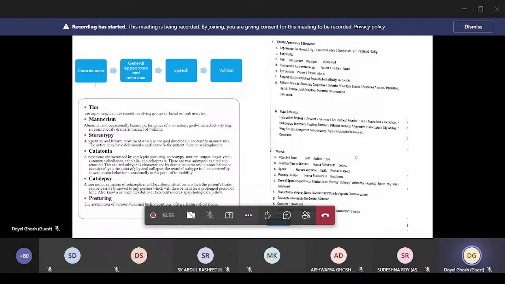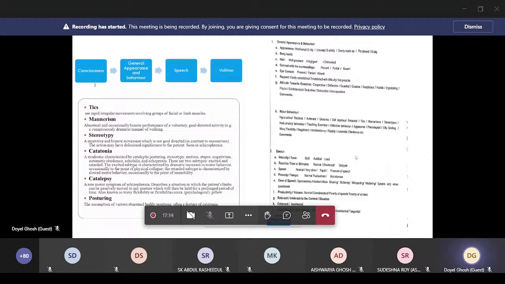And then rigidity and automatic obedience. Automatic obedience is when whatever the examiner is doing with the hands and legs or whatever body parts, the client automatically follows that and maintains that position.